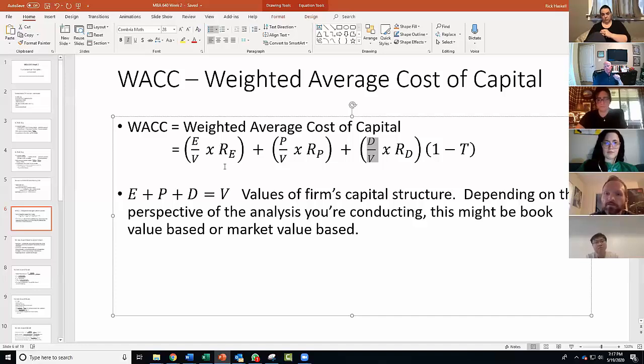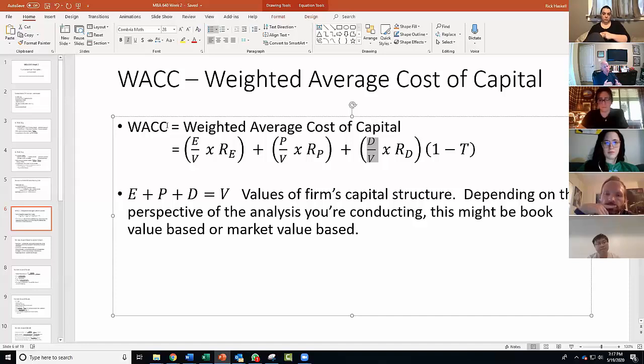Well, with that, in order to calculate this weighted average cost of capital, we need to know the values for E, P, and D, and we need to know the values for the costs of capital, and we need to know a tax rate. And as long as we know all of those things, which as it turns out is a lot, we know the weighted average cost of capital. Recognize that that cost of capital is simply one of the various forms that a discount rate may take.